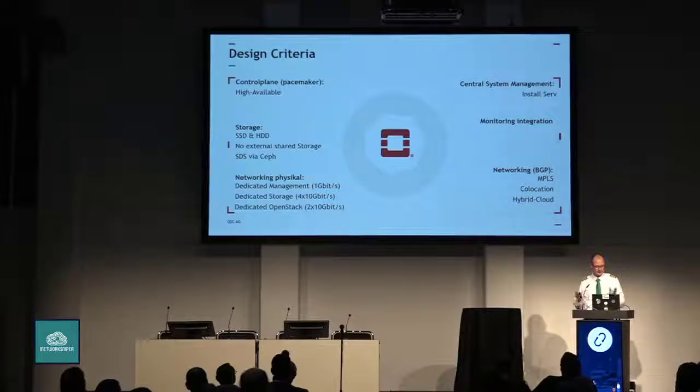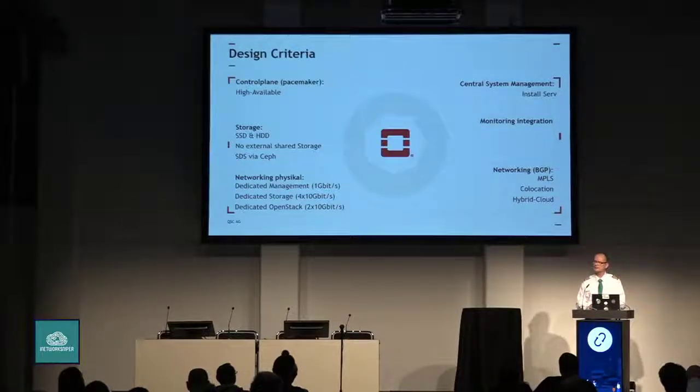Then we want to have a dedicated network setup. So we separated all networks. We have a dedicated management network, a dedicated storage network, and a dedicated OpenStack network. On the other side, we created some central system management servers, which could be used for the OpenStack part and for the Ceph part. We looked a little bit at monitoring. When we started with QSC to discuss it, Monasca was already available, but quite heavy. So we decided, OK, in the first step, let's try to integrate this OpenStack into the already existing monitoring.